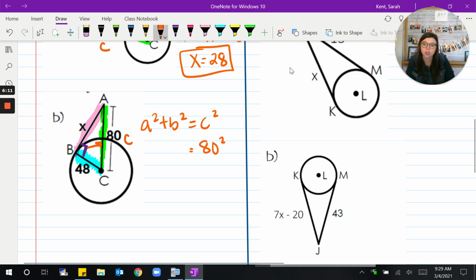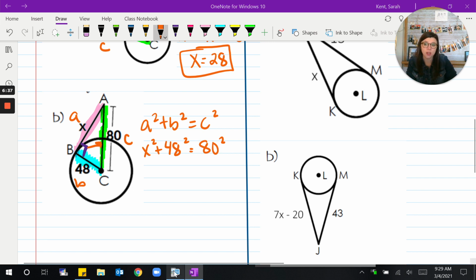And then my others will be A and B. So if I have A squared, I can do X squared plus B squared would be 48 squared. And remember, you could do that switched. So you could do 48 squared plus X squared. If you switch the A and B, that is okay. But 80 has to be C.